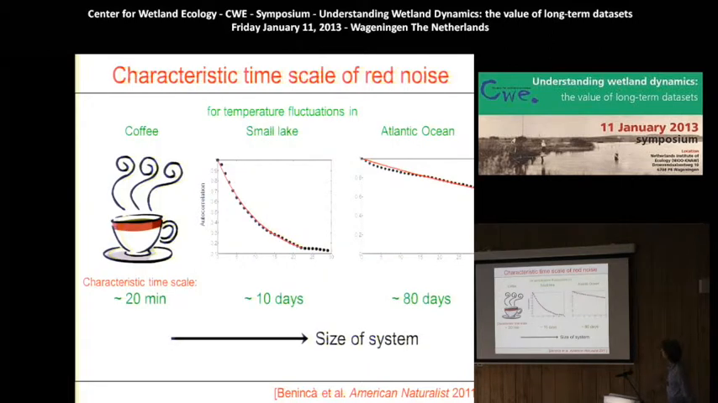So what you can imagine is that the characteristic time scale of red noise is very fast for a cup of coffee, because a cup of coffee cools down very rapidly. The characteristic time scale for the temperature fluctuation in a small lake is about 10 days. It takes about 10 days to adjust the temperature in a lake. And the characteristic time scale of the temperature fluctuation in the Atlantic Ocean is about 80 days. It's a much larger basin, it's much deeper, so it takes much longer to cool down or to heat up the ocean. So the temperature fluctuations are slower in the Atlantic Ocean, and they're faster in small lakes, and they're even faster in your coffee if you would expose it to a random variation.